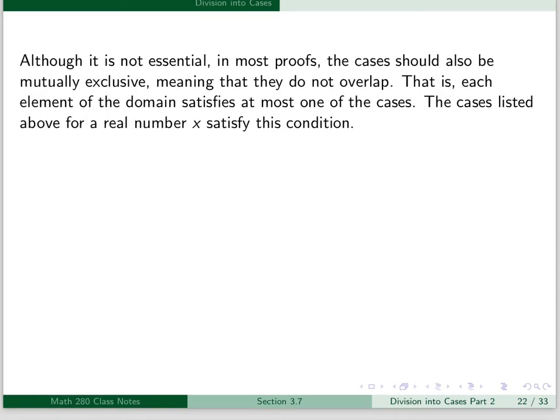Although it is not essential, in most proofs, the cases should also be mutually exclusive, meaning that they do not overlap. That is, each element of the domain satisfies at most one of the cases. The cases listed above for a real number x satisfy this condition.